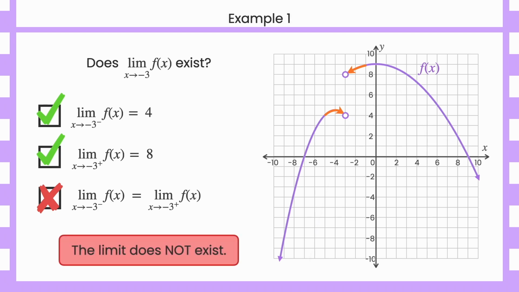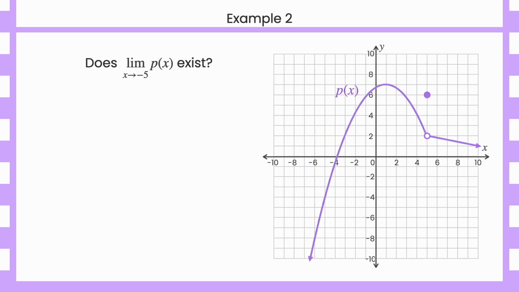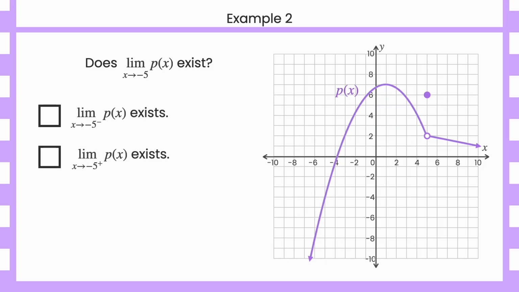Let's see another example. Does the limit of this function as x approaches -5 exist? Well, let's first check if the left and right-hand limits exist, and then check if they're equal. On the graph, as x approaches -5 from the left-hand side, the function is approaching a value of -4. So the left-hand limit exists and equals -4.